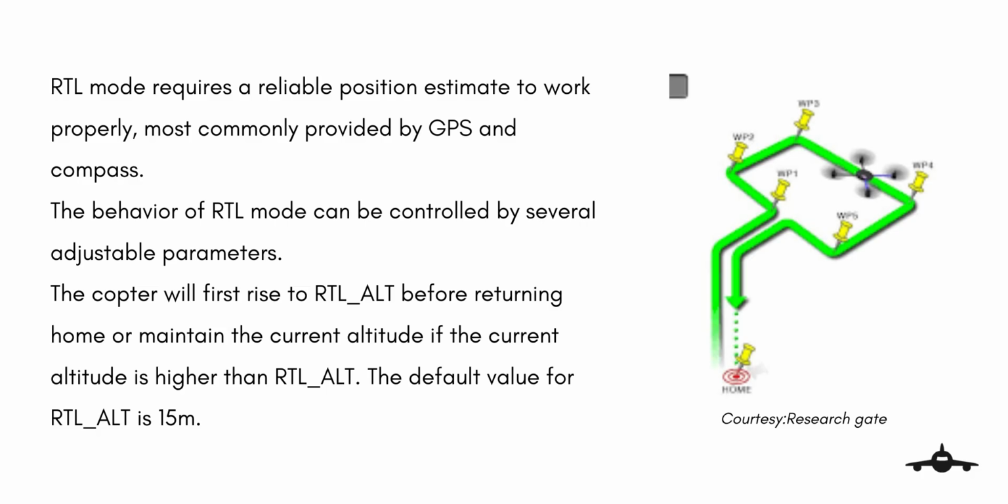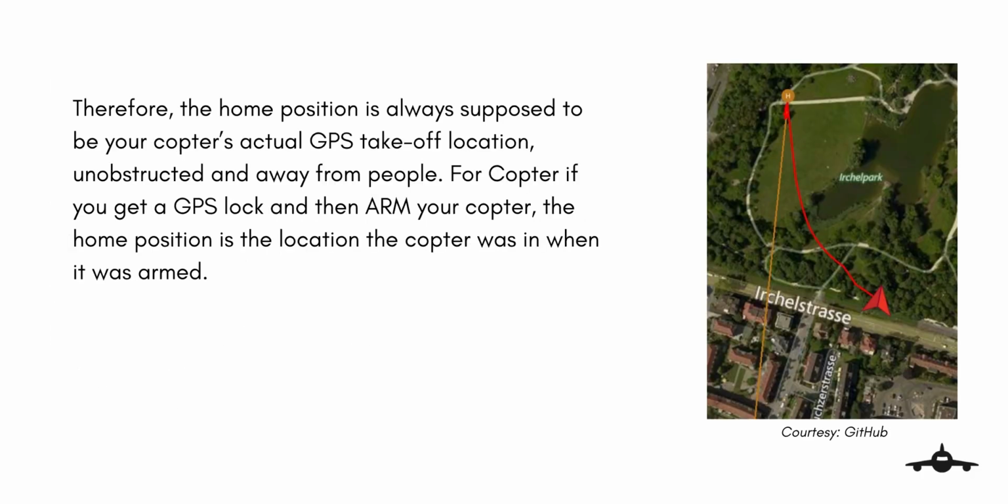If above, it will descend in a linear manner versus distance to home, reaching that altitude at the home loiter point. RTL will command the copter to return to the home position, meaning that it will return to the location where it was armed. Therefore, the home position is always supposed to be your copter's actual GPS takeoff location, unobstructed and away from people. For copter, if you get a GPS lock and then arm your copter, the home position is the location the copter was in when it was armed. This means if you execute an RTL in copter, it will return to the location where it was armed.